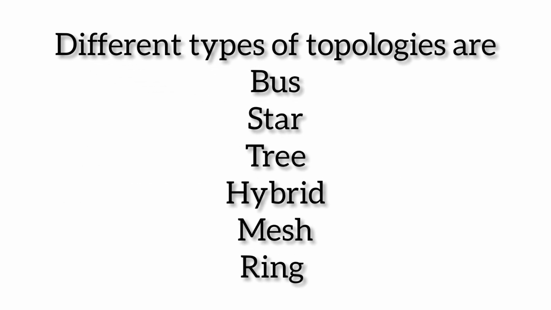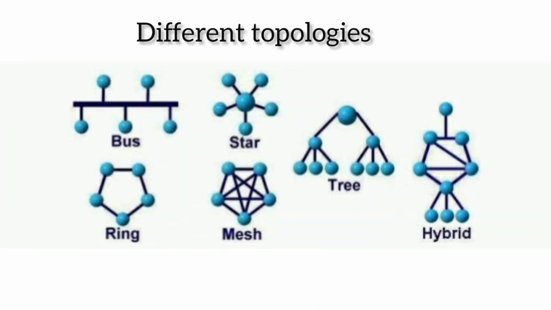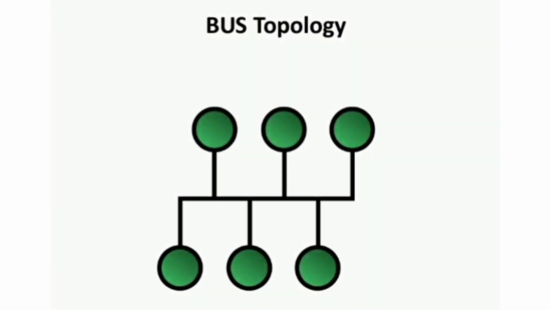So in this video we are going to see the different types of topologies, which are as follows: bus topology, star topology, tree topology, hybrid topology, mesh topology, and ring topology. So here is the diagram which shows different topologies. So now we are going to learn about bus topology.